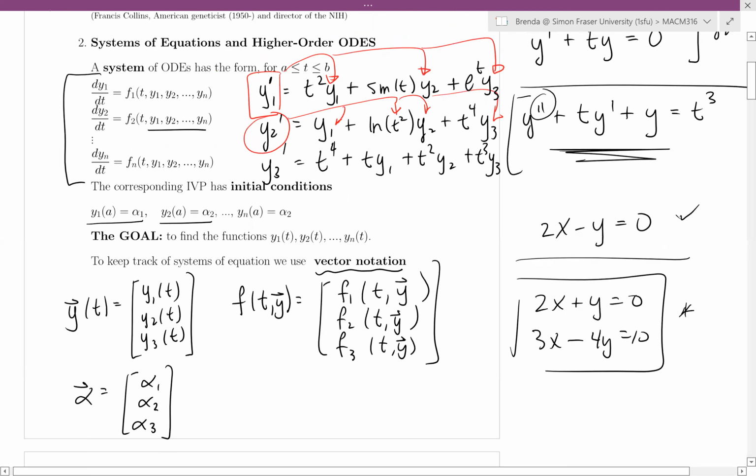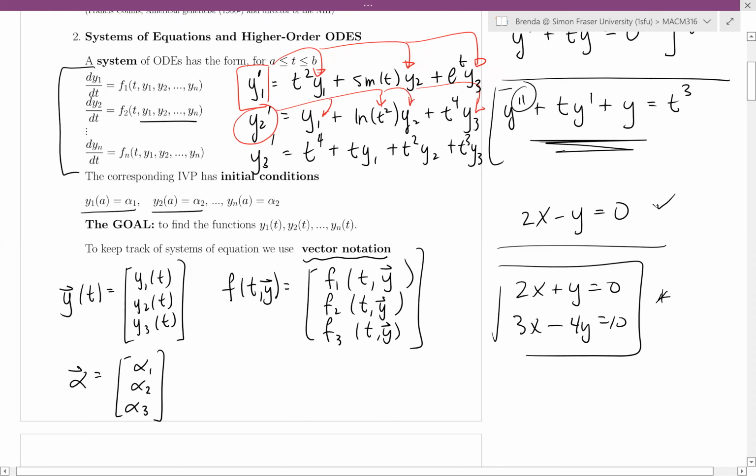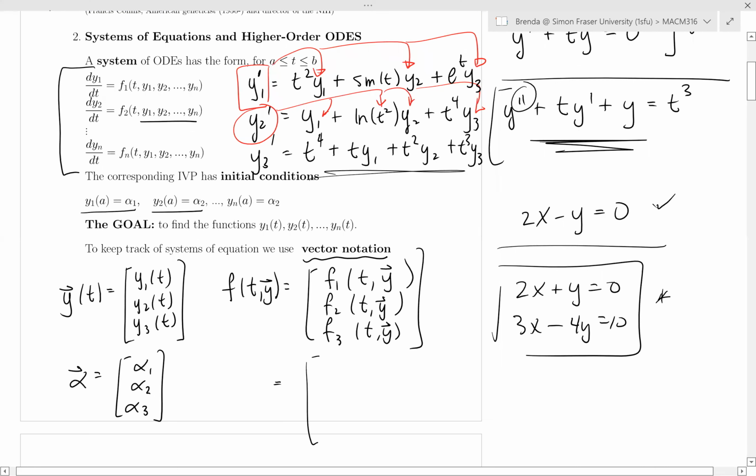We have an example here that we can put here. Let's see if I can manage that.